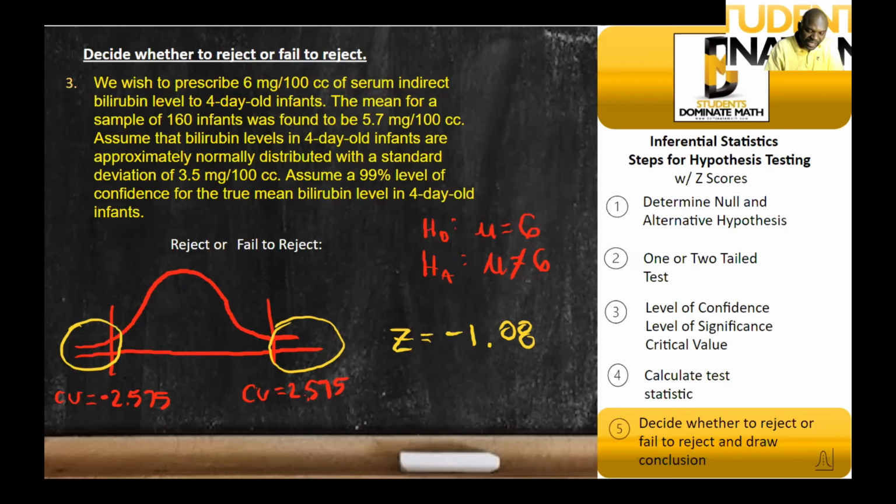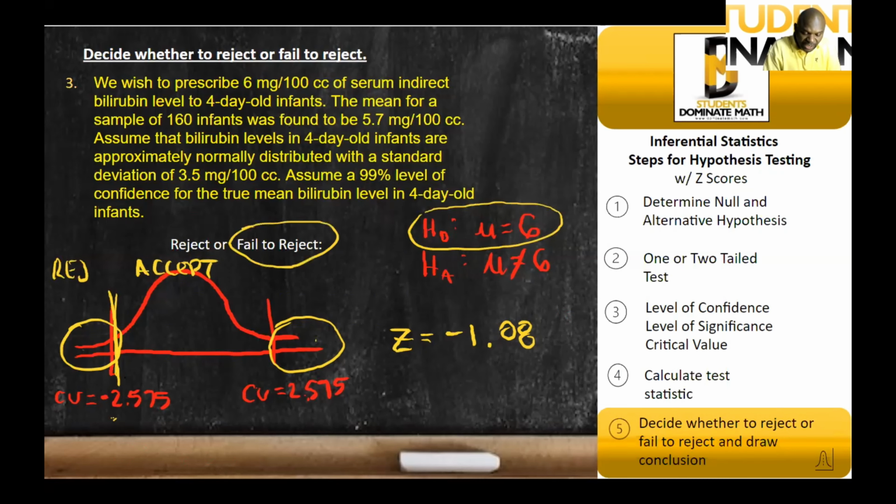So what you have to do is ask yourself, does negative 1.08 fall within these rejection regions, or is negative 1.08 in between these critical values? I think you can see that negative 1.08 is to the right of this critical value. These critical values are separating the rejection region and the acceptance region. So in this particular problem, we would fail to reject our null hypothesis. Another way to say that is we would accept this initial claim, which is good because we were supposed to prescribe 6 milligrams.